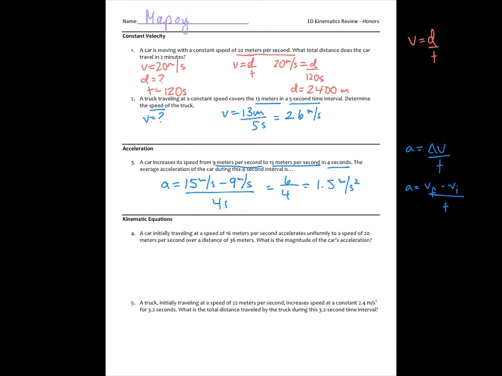Alright, next one. A car initially traveling at a speed of 16 meters per second accelerates uniformly to a speed of 20 meters per second over a distance of 36 meters. What is the magnitude of the car's acceleration? We have our 3 kinematic equations. The first one is essentially a rewrite of the blue equation above. And this one.